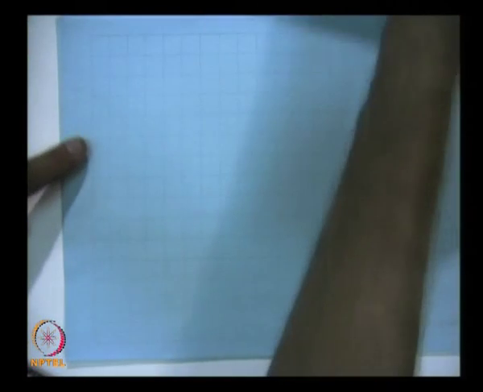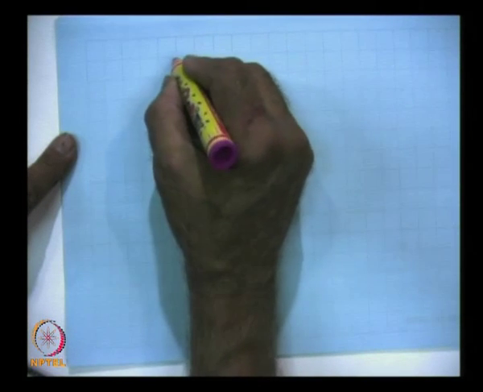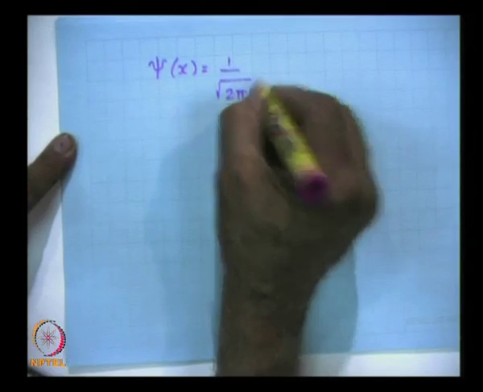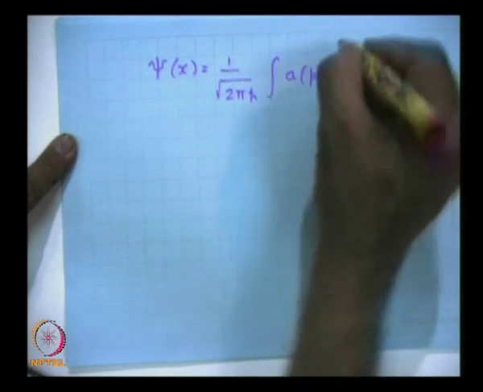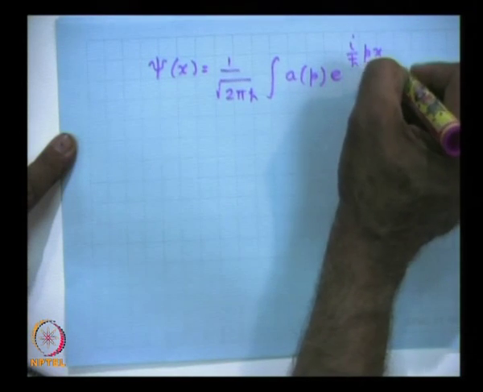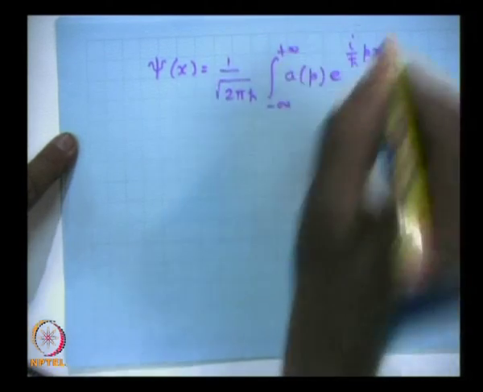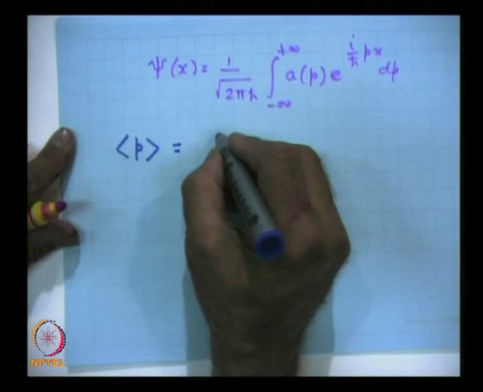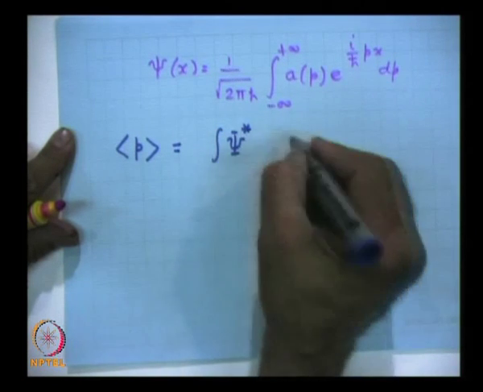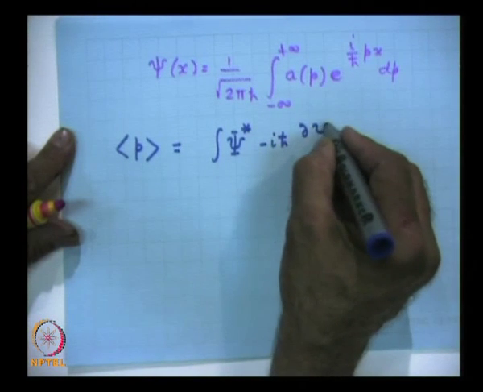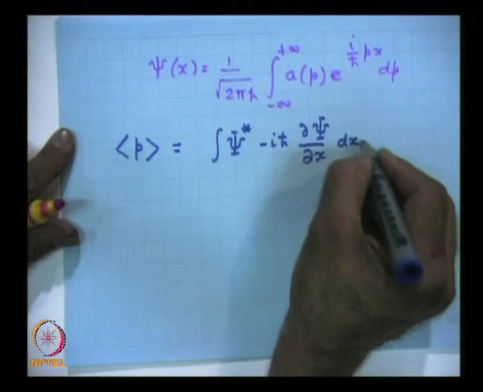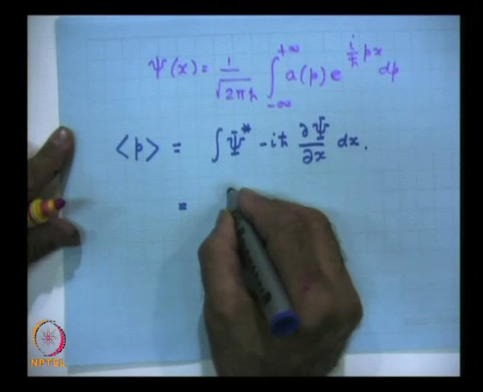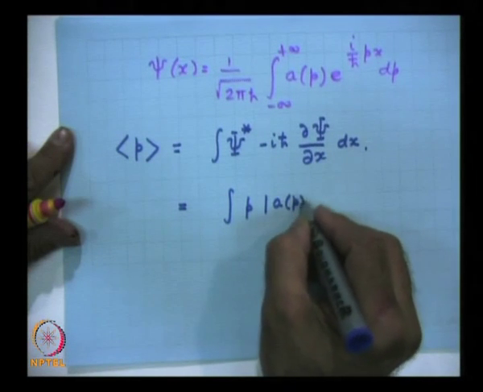So, we have for any wave function psi, if I write it as 1 over 2 pi h cross times the integral of A p e to the power of i by h cross p x dp from minus infinity to plus infinity, then the expectation value of p will be given by psi star p psi, that is psi star times minus i h cross delta psi by delta x into dx. If we carry out the entire manipulation, the entire algebra, we find that this is equal to the integral of p into mod A of p square dp.